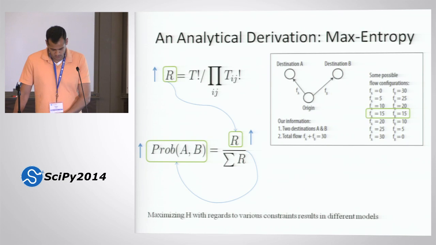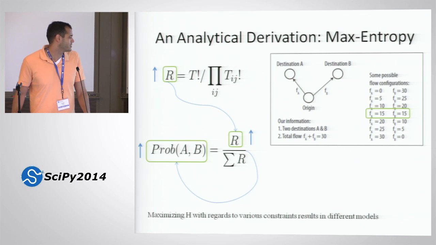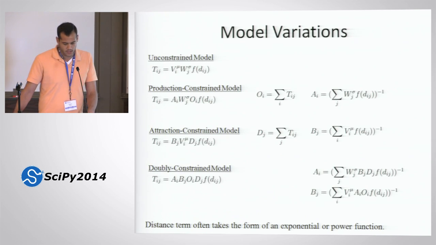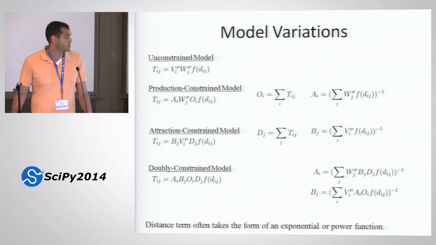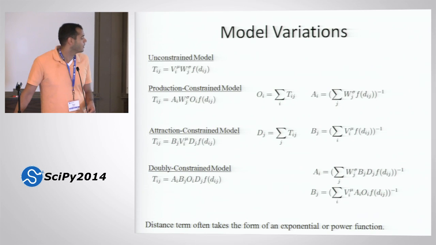Maximizing R with regards to various constraints results in different models. It's maximizing with various constraints as well as a whole bunch of algebra, but you get what's dubbed a family of spatial interaction models. And the unconstrained model is the same as the gravity model I presented earlier, but the k factor drops out because there is the single constraint that the total number of flows within the system is conserved, so you don't have to worry about the units.